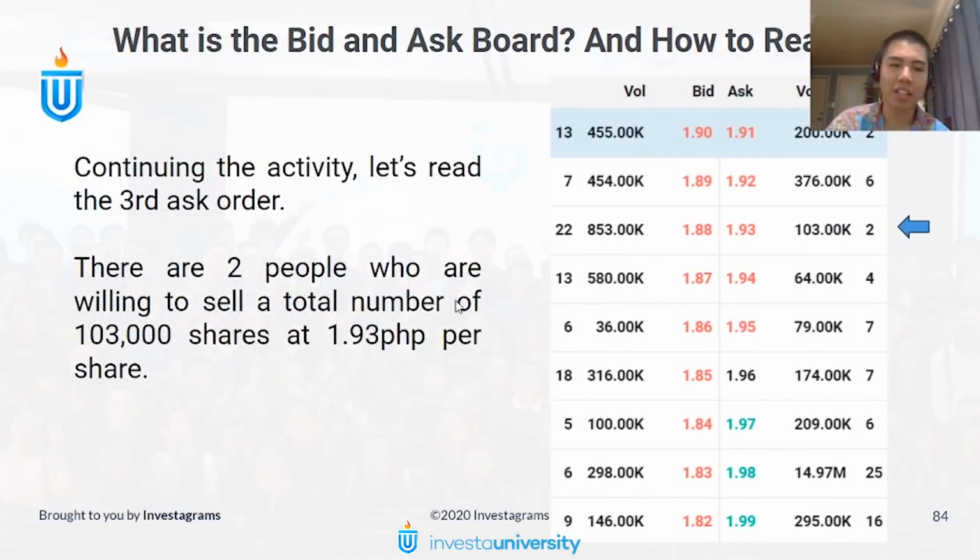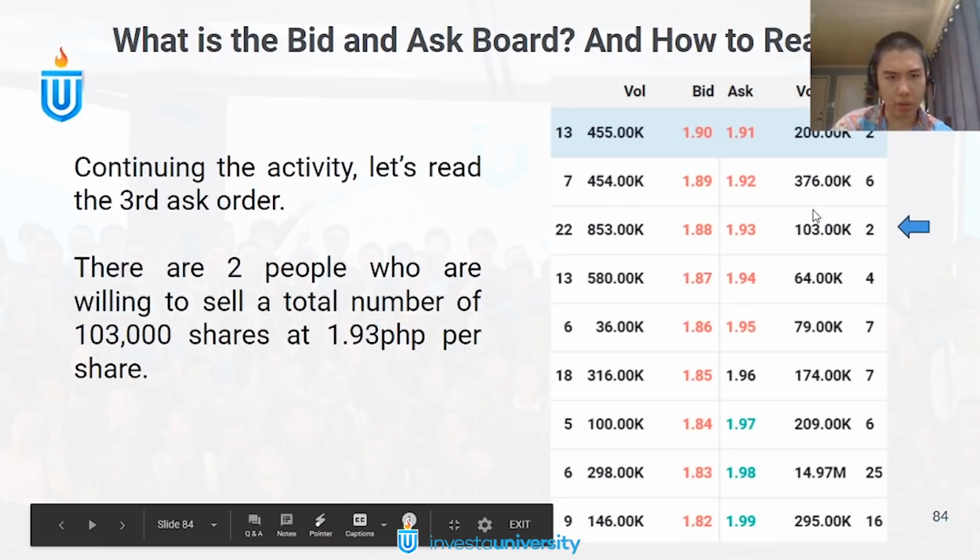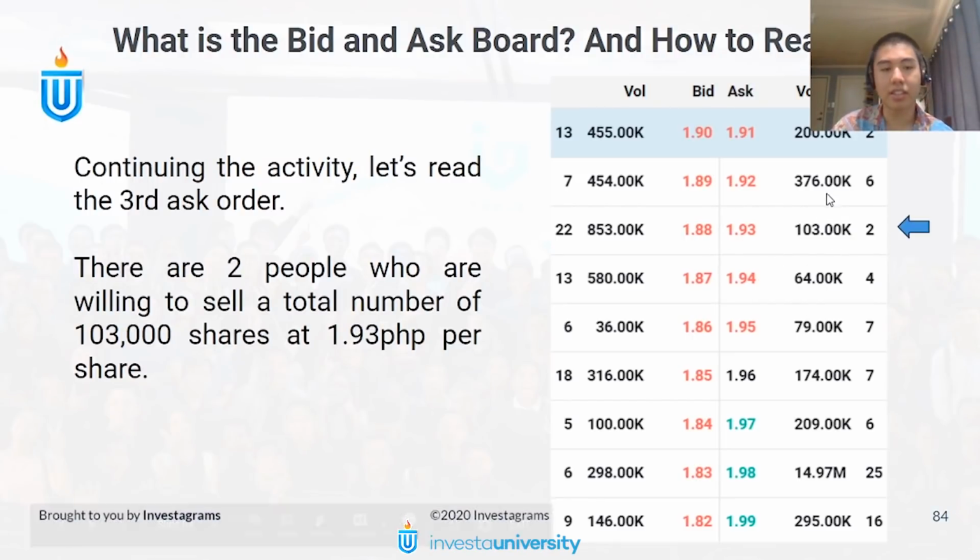Same goes sa ibaba. Now sa ask side, dyan naman yung sellers, ito yung supply, diba? Yung supply, yung gusto magbenta. So now, let's zoom in naman dito sa third na lang. Basically, this says that there are two people willing to sell 103,000 shares at 1.93 pesos per share. Diba? So sa 1.93, merong 103,000 shares na nakapila doon, tapos dalawang tao yung gusto magbenta. That's how you read it.